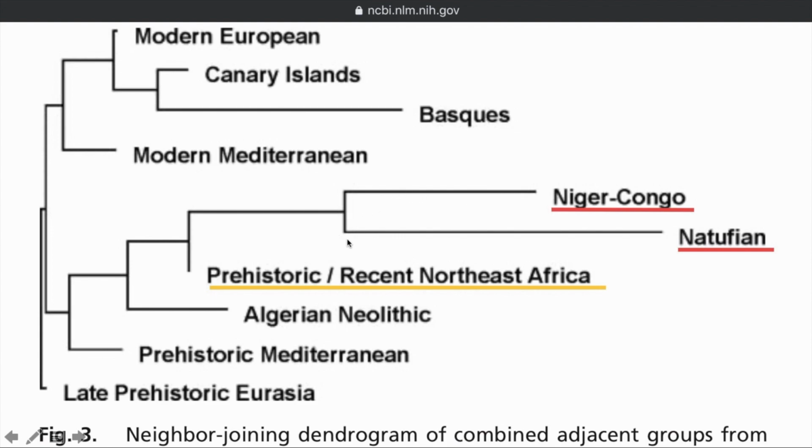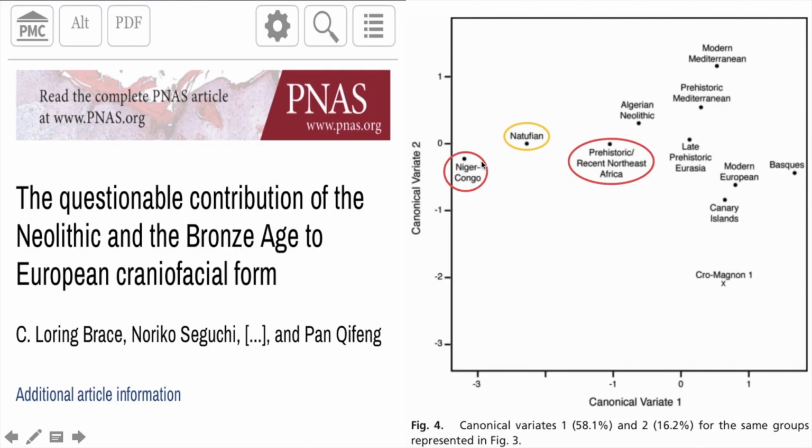So here is the Niger-Congo and the Natufian, and there seems to be a point of origin or a split. Basically, they have a very similar form about them. And then here is the Niger-Congo, the Natufian, and prehistoric/recent Northeast Africa, and Natufian sort of sits in between the two of them. So Natufian looks like something in between a Niger-Congo person and a recent/prehistoric Northeast African.